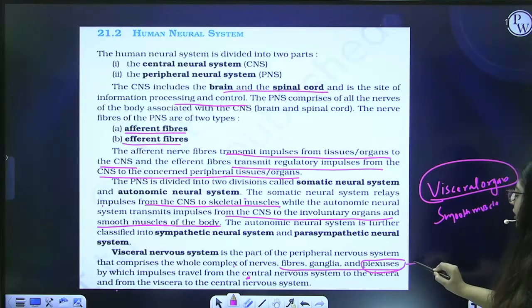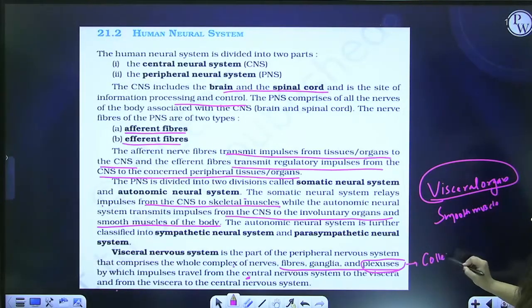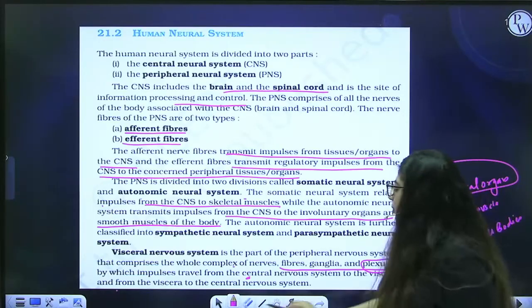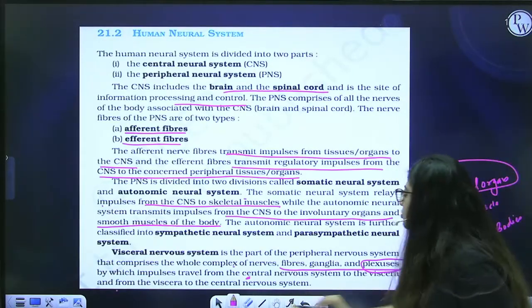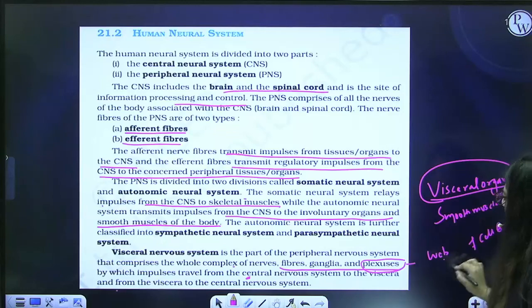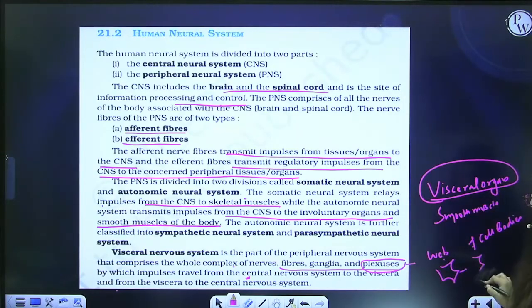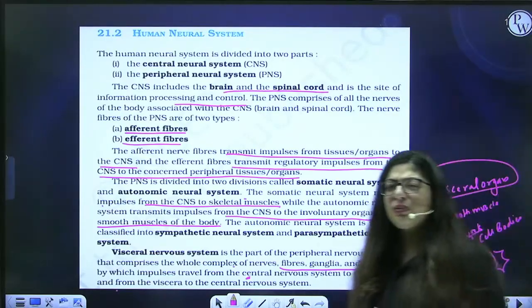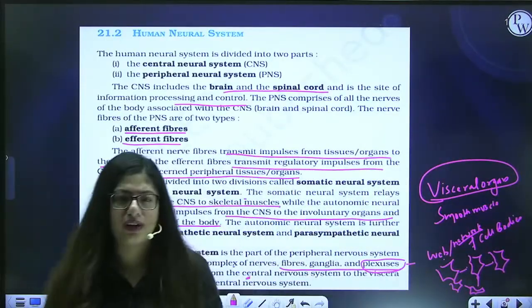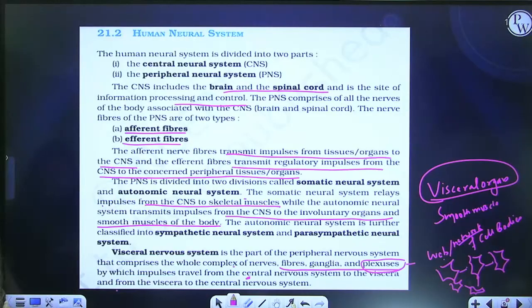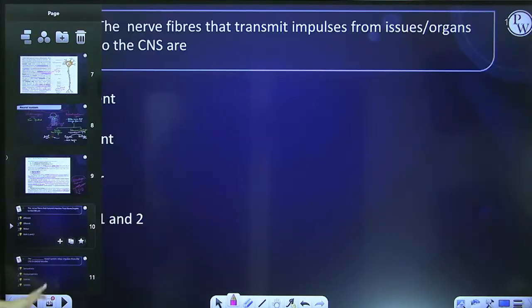What is a plexus? It is a collection of nerves or neurons, or we can say a web of cell bodies. For example, this is one cell body, this is a dendrite, this is another cell body. So this is how they form a web or network-like structure known as a plexus, right? Otherwise, we'll be doing this in detail in the later section, so don't worry about that. Okay, that's about the NCERT, guys. Let's solve the questions.